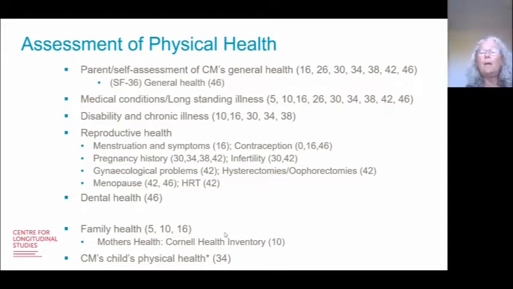of general health, as well as the short form health survey at age 46, which is a 36-item patient reported survey of patient health. There are also self-reported medical conditions, disability and chronic illness across the life course, information on reproductive health in adulthood and midlife, and dental health at age 46. Information on family health was also collected when the cohort members were children.